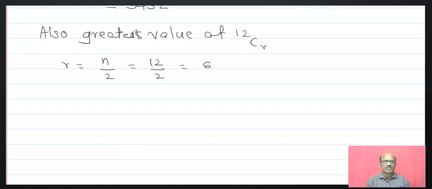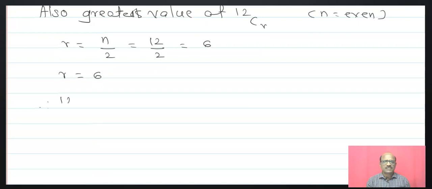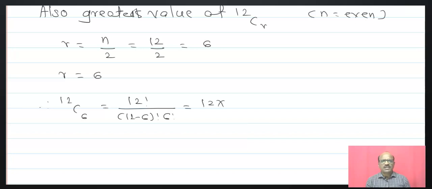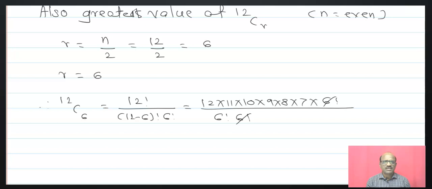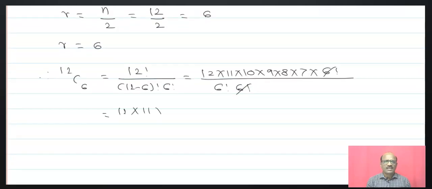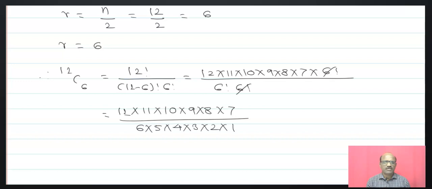That is r is equals to n upon 2, that is equals to 6. Therefore, 12C6 is equals to 12 factorial upon 12 minus 6 factorial into 6 factorial. Now again 12 into 11 into 10 into 9 into 8 into 7 into 6 factorial, and this upon 6 factorial. These two get cancelled. Again 12 into 11 into 10 into 9 into 8 into 7 upon 6 into 5 into 4 into 3 into 2 into 1.